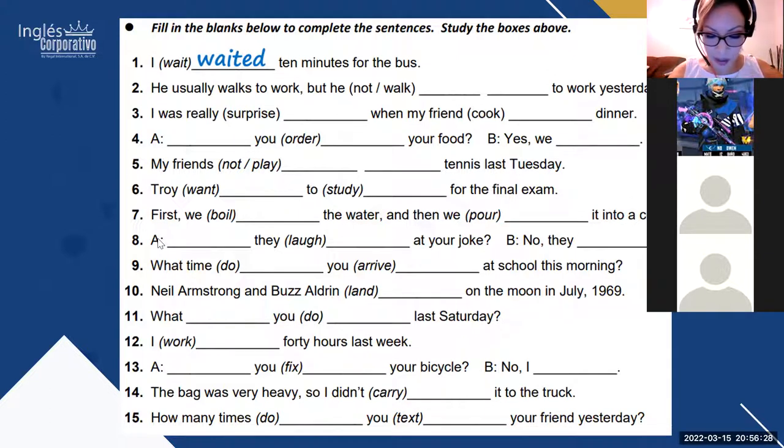Volunteer for number 8. Did they laugh at your joke? No, they didn't. That's correct. Thank you so much. Just the auxiliary did. The verb remains the same, laugh. And then the auxiliary in the question. No, they didn't in the answer. Very good. Number 9.